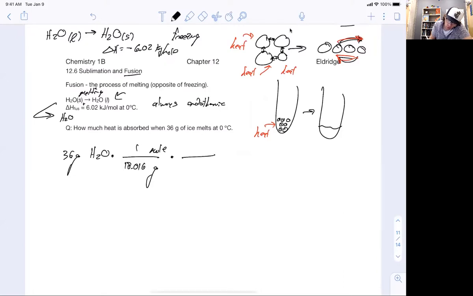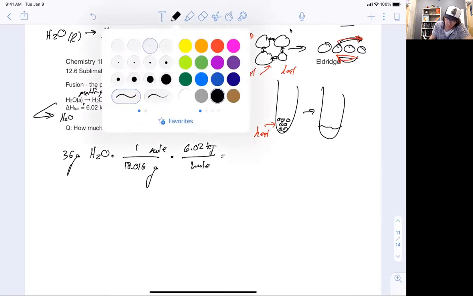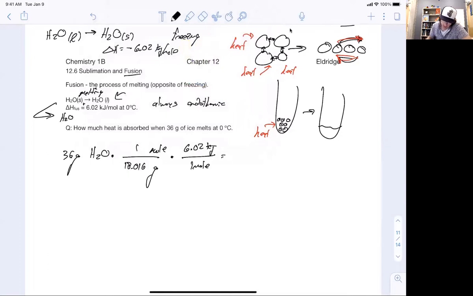And now I can say, well, 6.02 kilojoules were absorbed every time 1 mole of ice melted. So 36 divided by 18.016 times 6.02. So this is exactly or pretty close to 2 moles. So it's going to be double that. So 12.03, with 2 sig figs, you would just call it 12 kilojoules of energy.